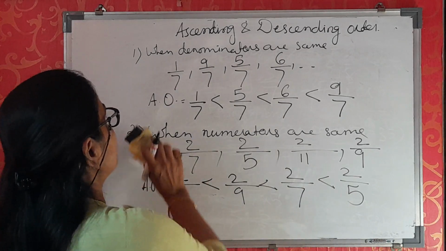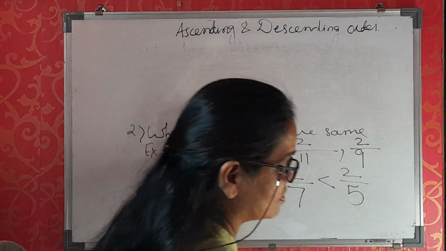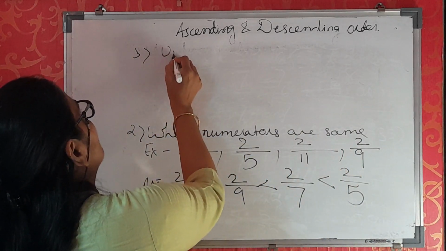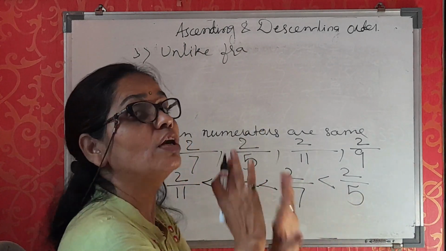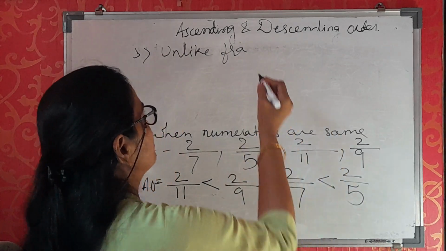Now we have first seen like fractions, then we have seen same numerators. Now the third thing: when unlike fractions mean no numerators are same and no denominators are same, both are different, that is called unlike fractions.